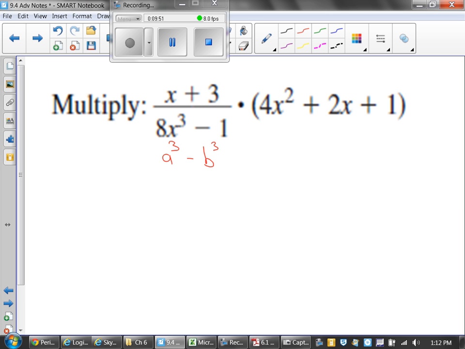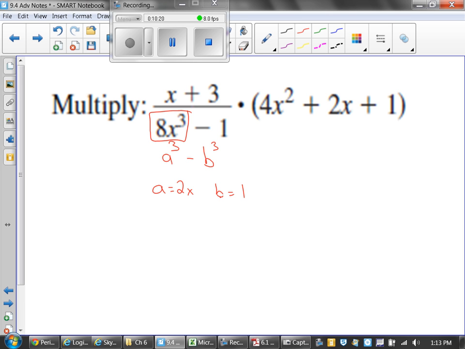What's the value of a in this case? 2x. Remember, the first term is 8x cubed. Because 1 times 1 is 1. So the value of a in this case is 2x. The value of b is 1.